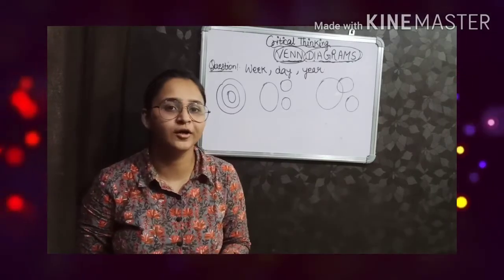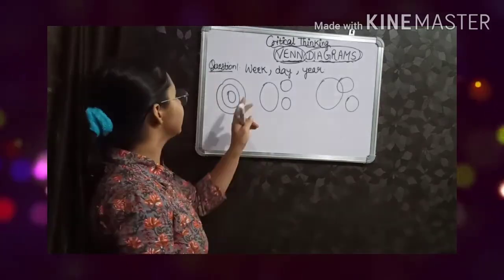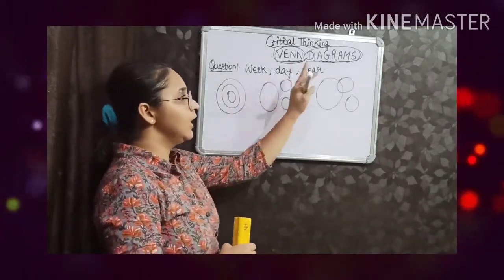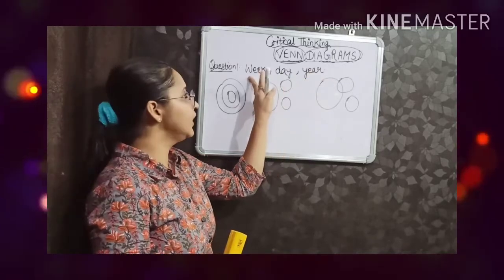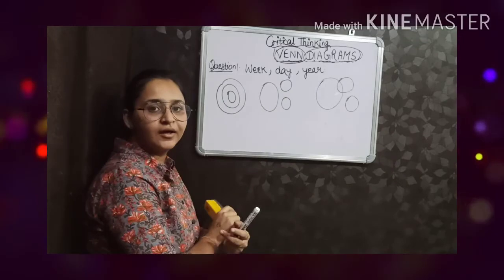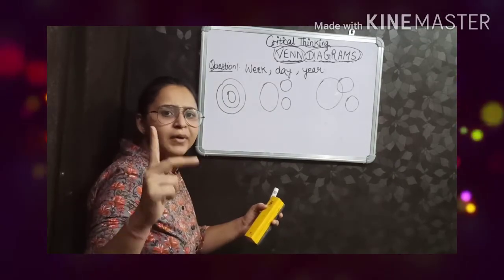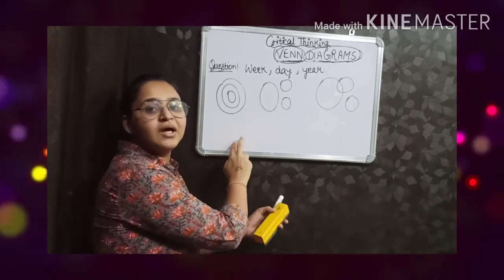Now it's your turn to tell me the answer. I am giving you a relation. The relation is week, day and year. Now tell me the correct Venn diagram. I am giving you just 1 minute. This is very easy. Tell me the correct answer.